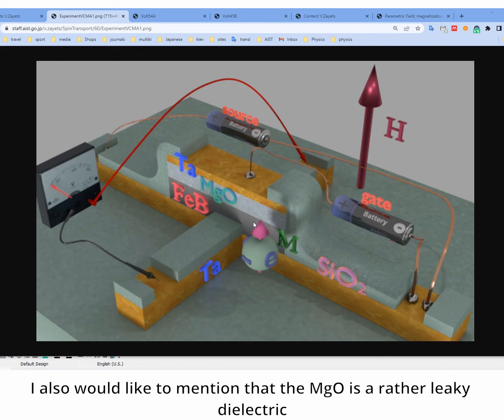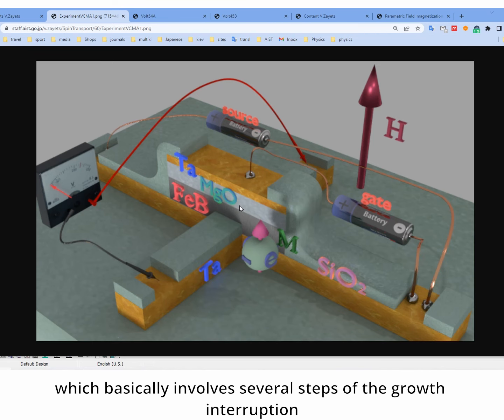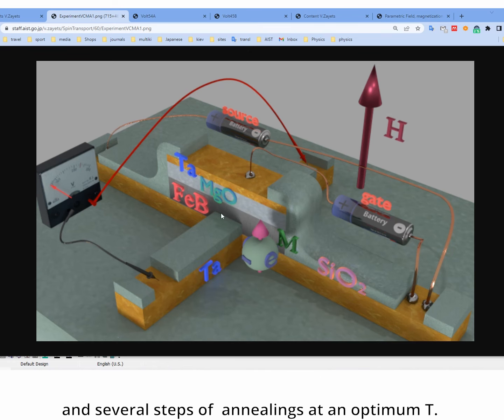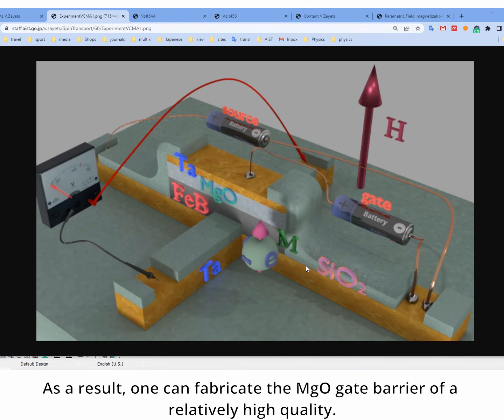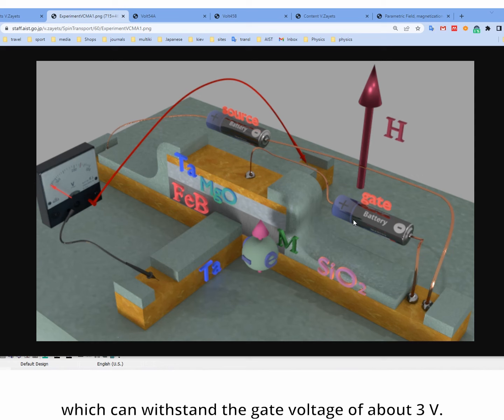I also would like to mention that MgO is a rather leaky dielectric, and in order to fabricate a gate dielectric using MgO, one needs a special recipe, which basically involves several steps of gas interruption and several steps of annealing at optimum temperature. As a result, one can fabricate an MgO gate barrier of relatively high quality. Usually I use an MgO thickness of about 7 nanometers, which can withstand a gate voltage of about 3 volts.